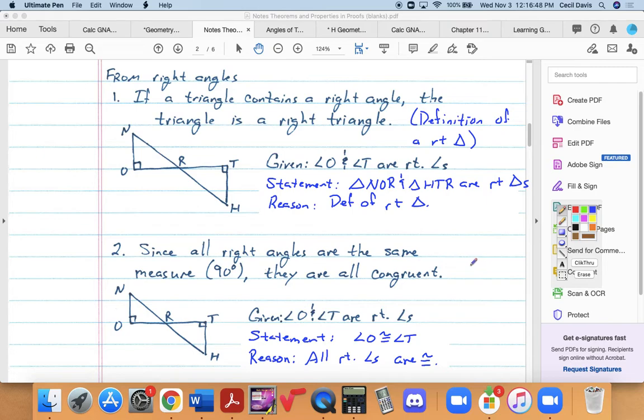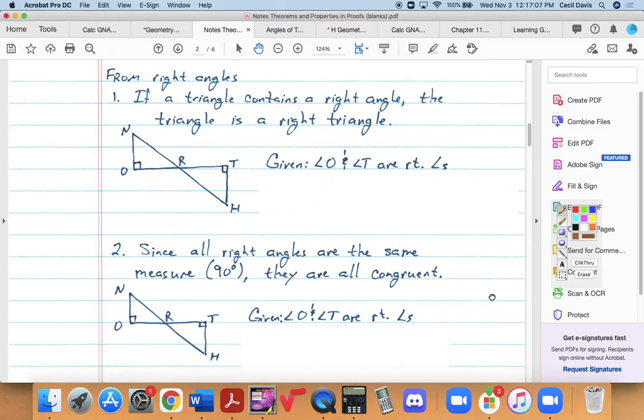So when you have right angles, there are two things you can do. Say that you have right triangles or say that they're congruent. Either one of those is fine. You'll never need both in a proof, but if you don't know which one to do, do both. All right.